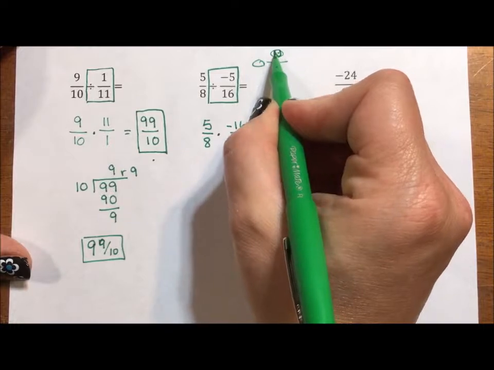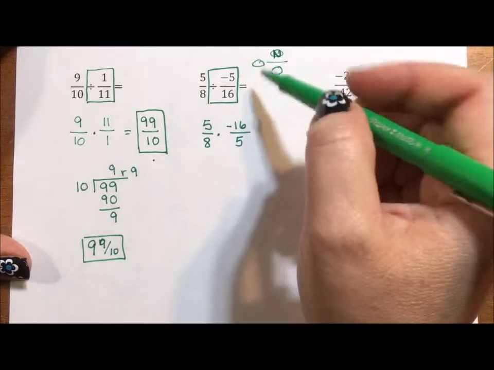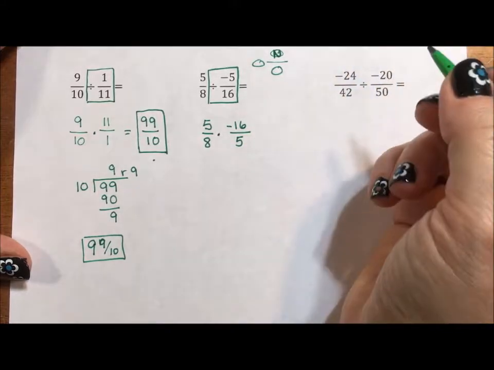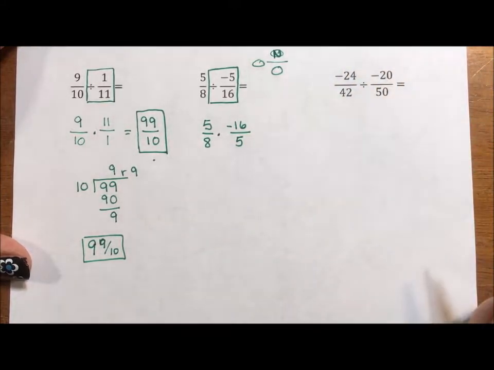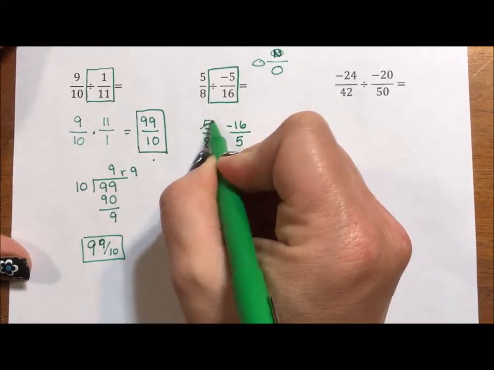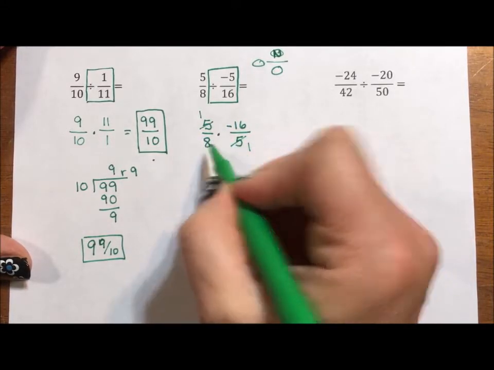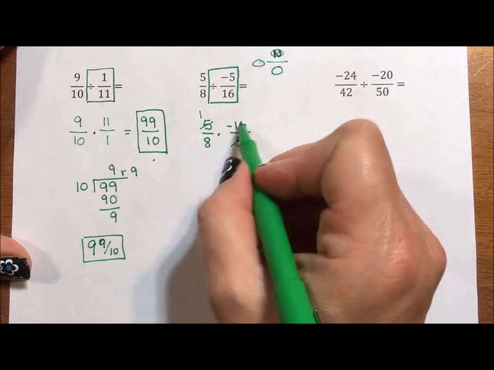I think the numerator is the easiest place to deal with it, but you could have left the negative with the 5 and it would all work out in the end. Okay, so when I reduce this problem, 5 goes into 5 once and 5 goes into 5 once. I divided a 5 out of these two. 5 doesn't go into 8. 16 and 8 can reduce.